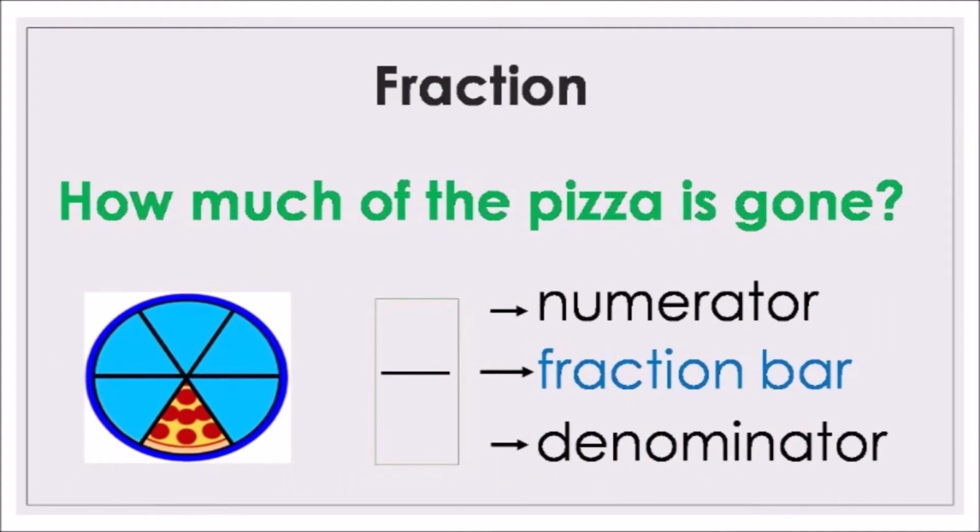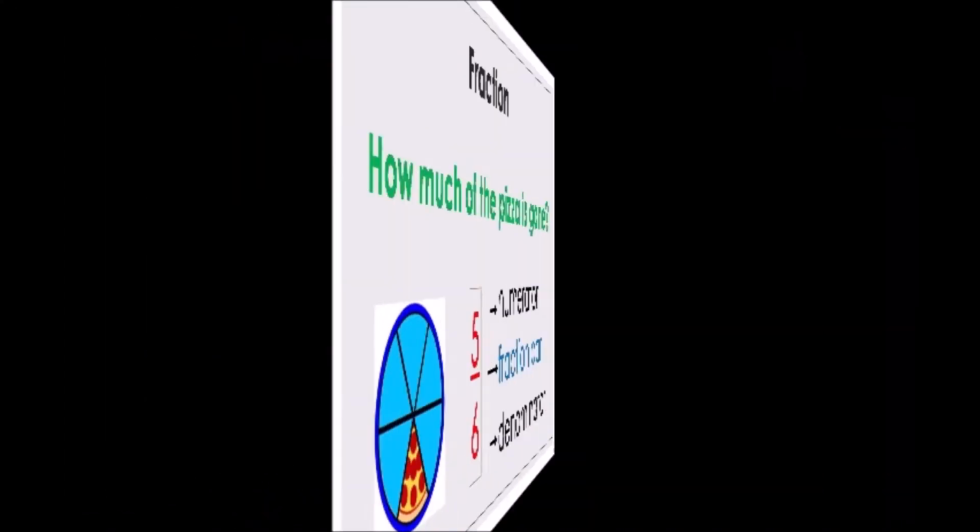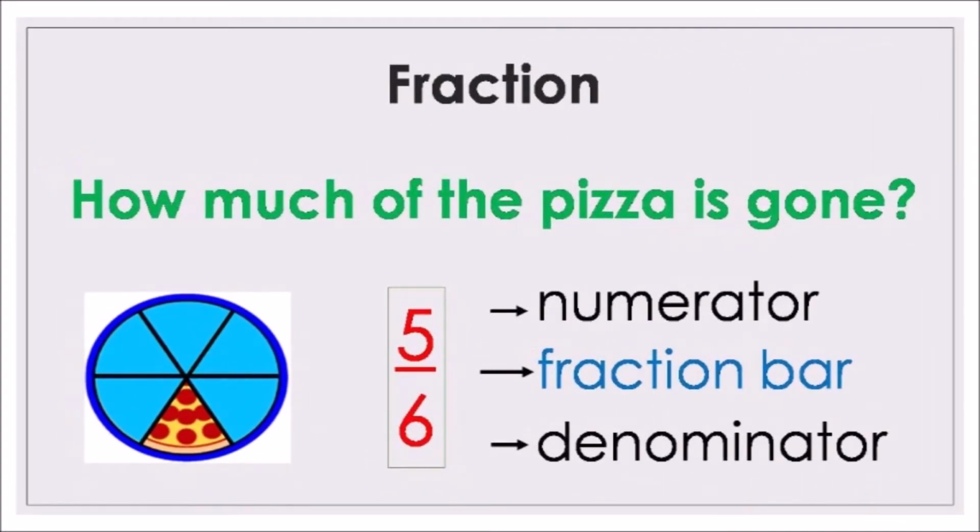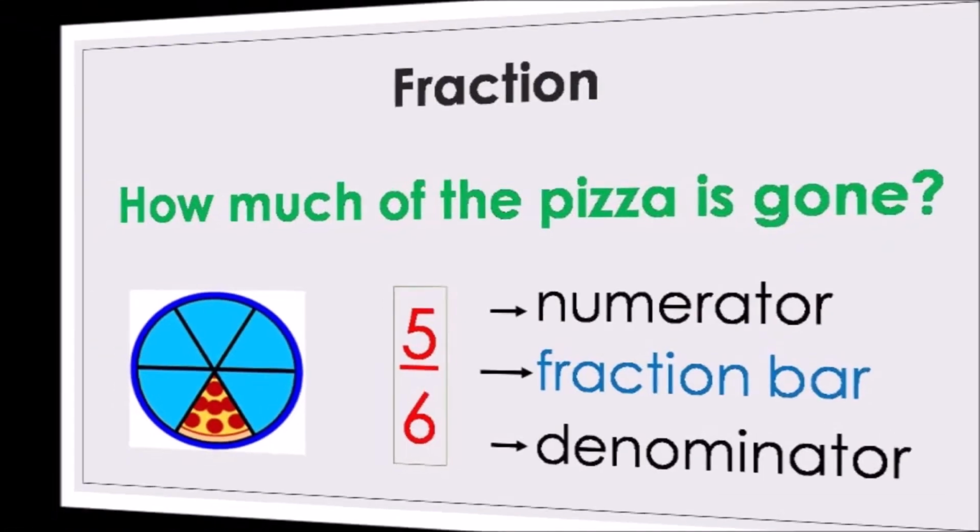It will be undefined. Okay, how much of the pizza is gone now? Not how much is left. I want to know how much of the pizza is missing. Give me the numerator and give me the denominator. Write a number for the numerator. Write a number for the denominator. Here we go. Yes, the numerator is 5. 5 pieces are missing. And how many equal slices? 6. So it's 5/6. That's the fraction to show how much of the pizza is gone or missing.